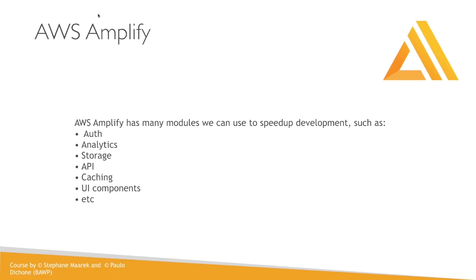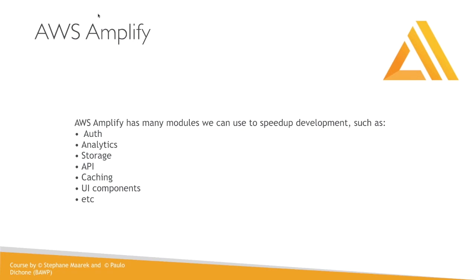We have Analytics, which is another piece of the puzzle here that will allow us to see what users are doing in our application as they use it. And of course, we have storage, a way in which we can quickly create different kinds of storage in our backend for our app. We can create an API, to expose the data via GraphQL and many other ways, maybe RESTful APIs, and so forth. There's caching. And there's this other interesting module called UI components.